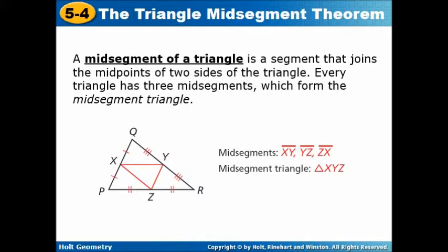Also, please put in the tick marks that you see there. So the distance from Q to X and X to P will be congruent. That's one tick mark. The distance from P to Z and Z to R will be congruent. So they will have two tick marks. And the distance from Q to Y and Y to R will be congruent. And they have three tick marks.